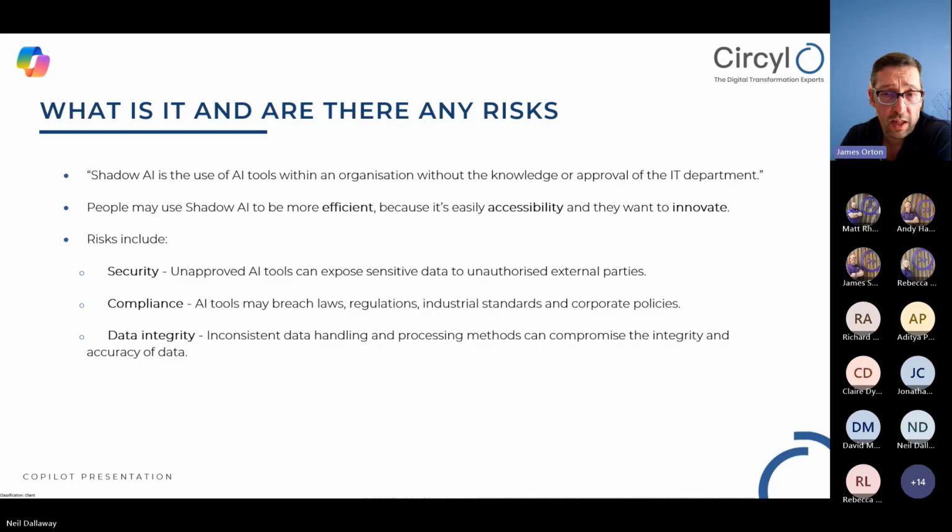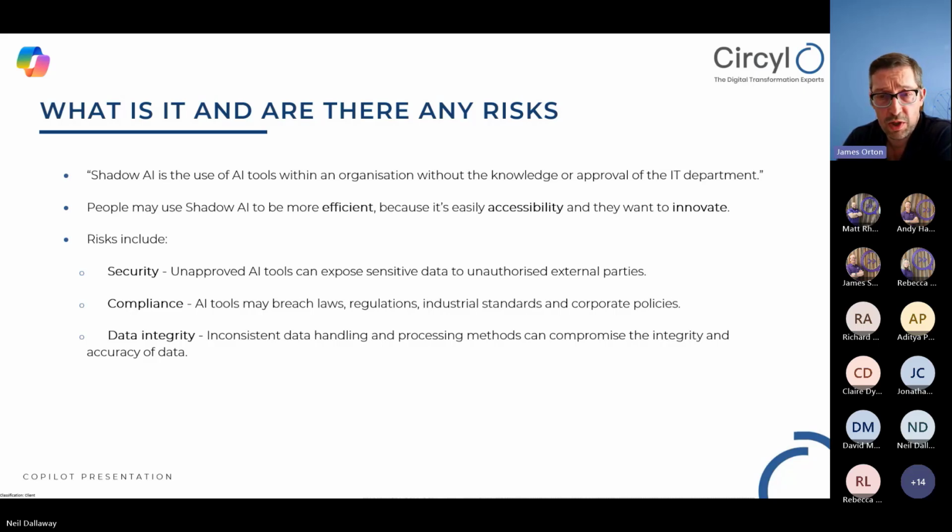And obviously, there are various risks. Security is a risk. If I've got unapproved AI tools, I can expose sensitive information to unauthorized third parties. If, for example, I upload a document or information to ChatGPT, once I've done that, I now have no control over what happens to that information and who can access it. Whereas if I'm using Copilot or Microsoft tools, that data resides inside my tenancy. It's not going out to the public. I've still got control over that.